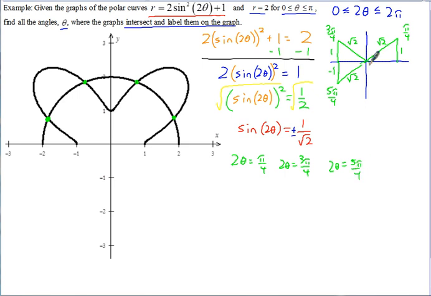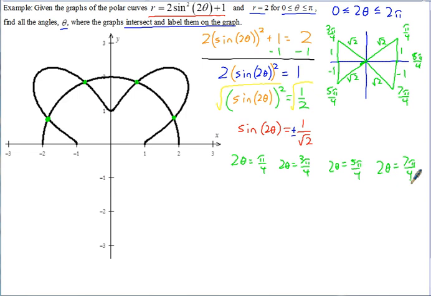And finally, in the 4th quadrant here, negative 1 over root 2. This is 2 pi, which is 8 pi over 4. So this would be pi over 4 less than 8 pi over 4, which is 7 pi over 4. The 6 pi over 4 is right here because that reduces to 3 pi over 2. So 2 theta could equal 7 pi over 4.